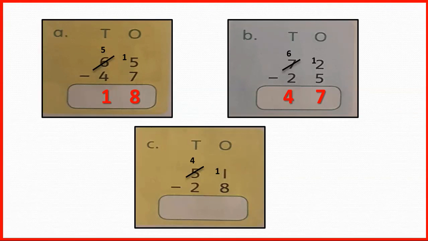So when we subtract 8 from 11, the number comes 3. Now subtract tens. When we subtract 2 from 4, the number comes 2. So overall, the number comes 23.